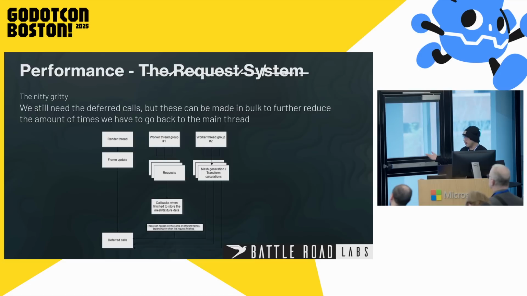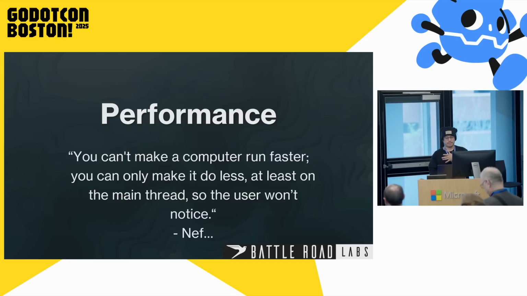So if the adage was, you can't make a computer run faster, you can only make it do less, now the adage should be something like, you can't make a computer run faster, you can only make it do less, at least on the main thread, so the user won't notice. And I'm taking credit for that one, if you all don't mind. And so yeah, that was our solution to the request system in Godot.